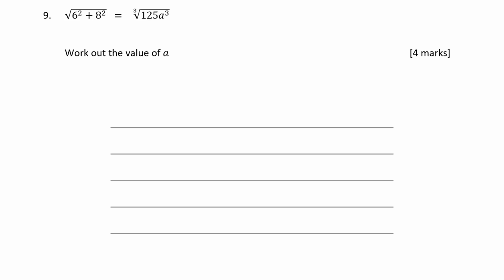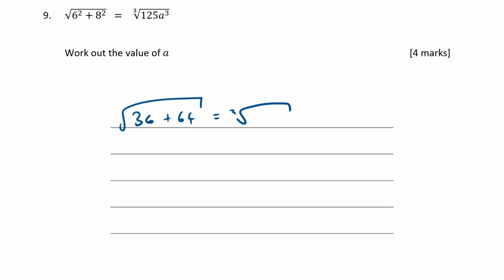Question 9. We're told that the square root of 6 squared plus 8 squared is equal to the cube root of 125 times a cubed, and we want to work out the value of a. Ooh, okay. I'm going to come at this from both directions. So I've got 6 squared plus 8 squared, and I'm going to work that bit out. 6 squared is 36, and 8 squared is 64. So I want to find the square root of that, and that's equal to the cube root of 125 times a cubed.